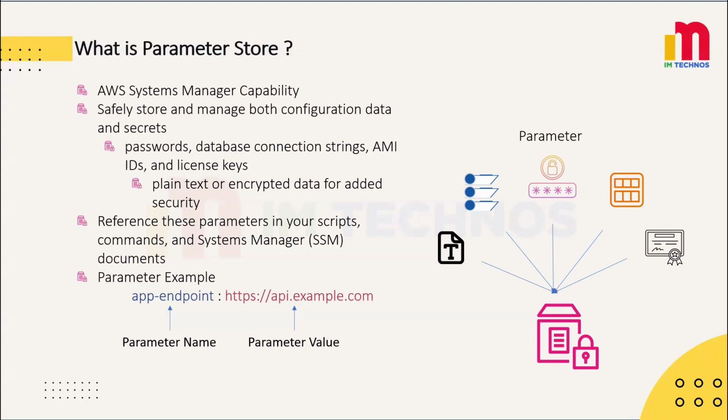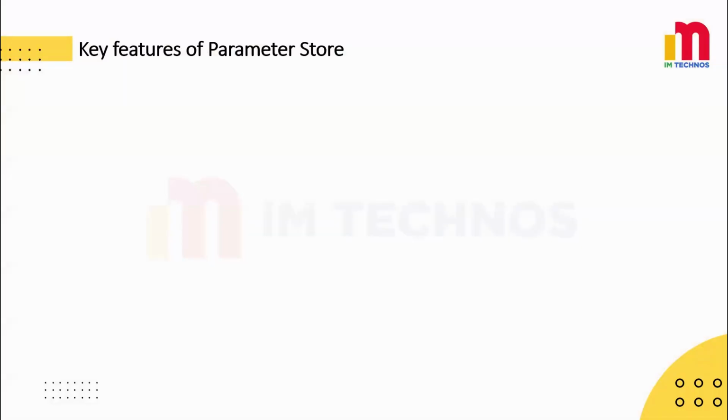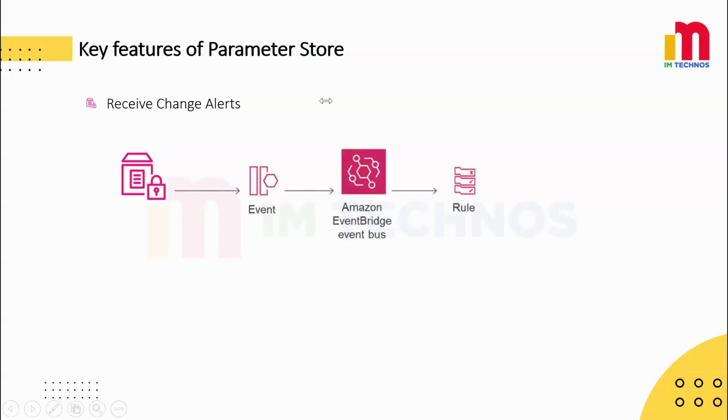Now that we have explored what Systems Manager Parameter Store is and why it's essential, let's take a closer look at its key features. First up, receive change alerts. Imagine you stored your database password securely in AWS Parameter Store. You can create a rule in EventBridge to capture any changes in Parameter Store. You can set the SNS topic to send an email or any other form of notification to alert the appropriate users. So when a change occurs to a database password, you will receive an email with details about the change. This gives visibility and better control over the system's configuration.